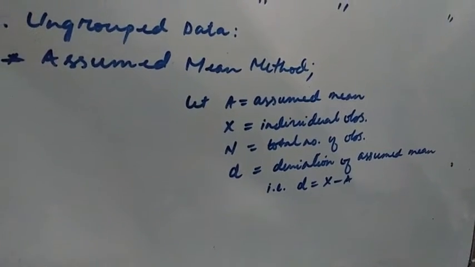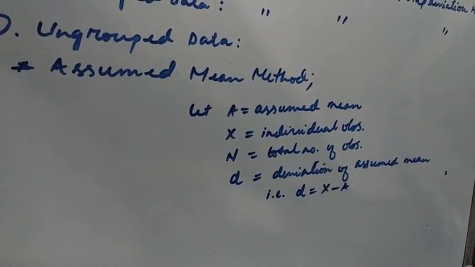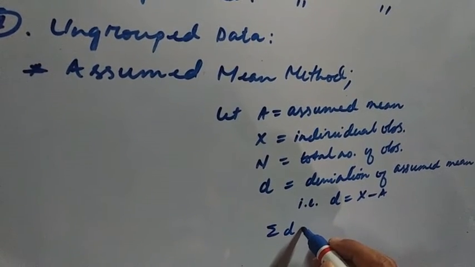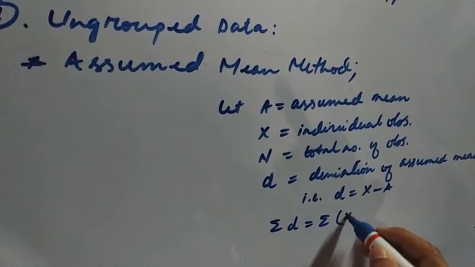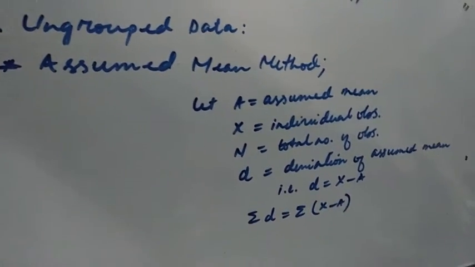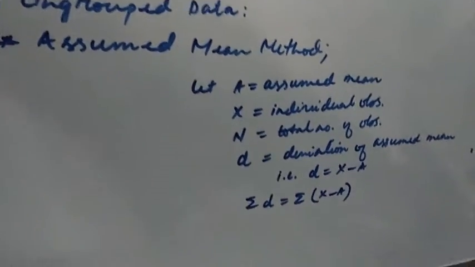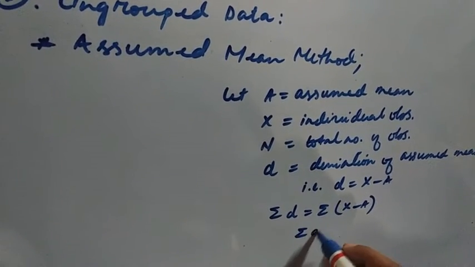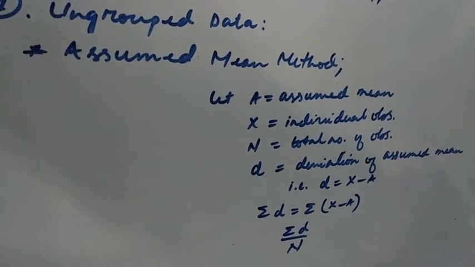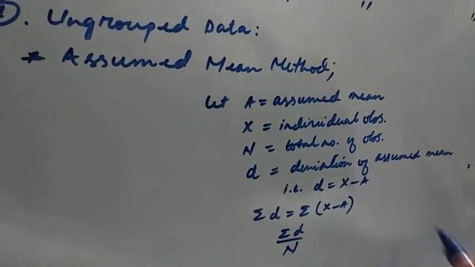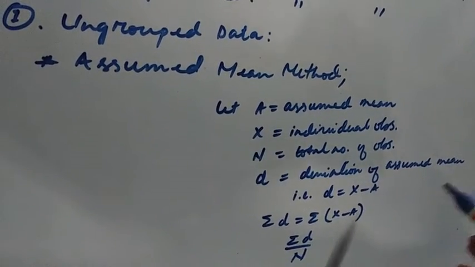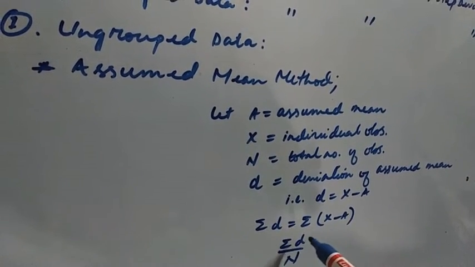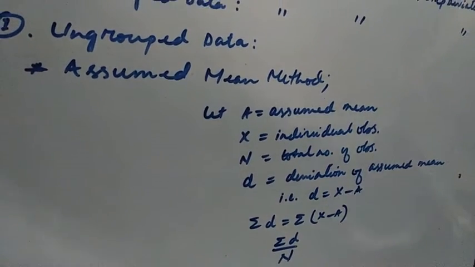Then you sum up all the deviations as summation D equals summation X minus A, since D is X minus A. And then after that, you find summation D divided by the number of observations. So this is similar to the direct method again. Now after assuming the arithmetic mean, you find the deviations, get the summation of the deviations, and then divide by the number of observations.